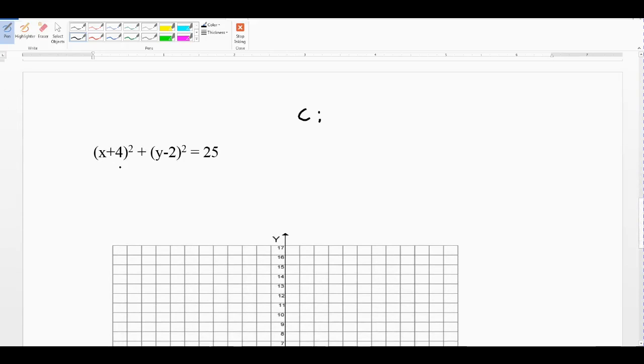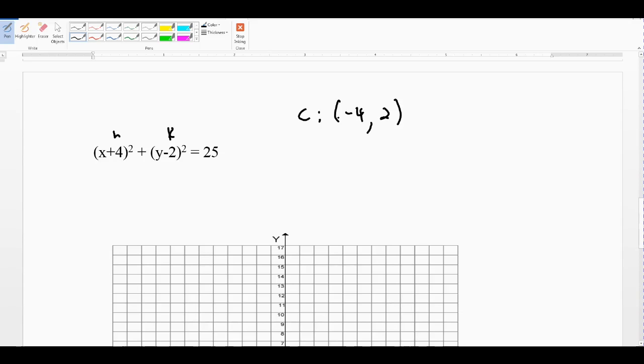For this one, the center. Now we have our h and our k. If you remember what I said about the formula, how to find the center and the radius, you change the sign. Since it's x plus 4, we're going to use a negative 4. Since it's y minus 2, we're going to use a plus 2, or just regular 2.